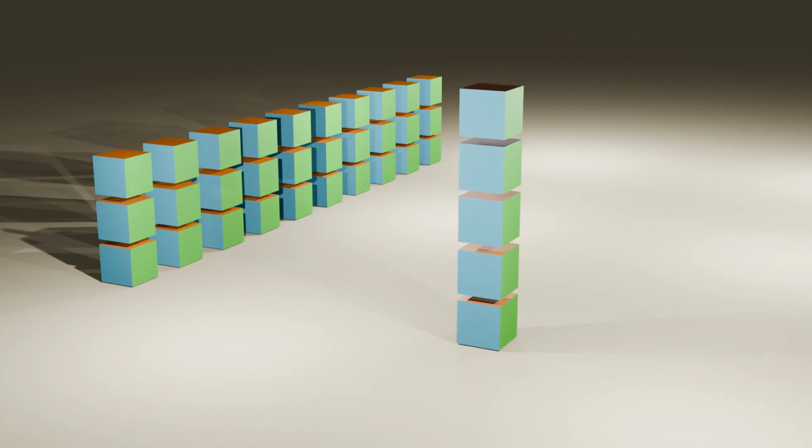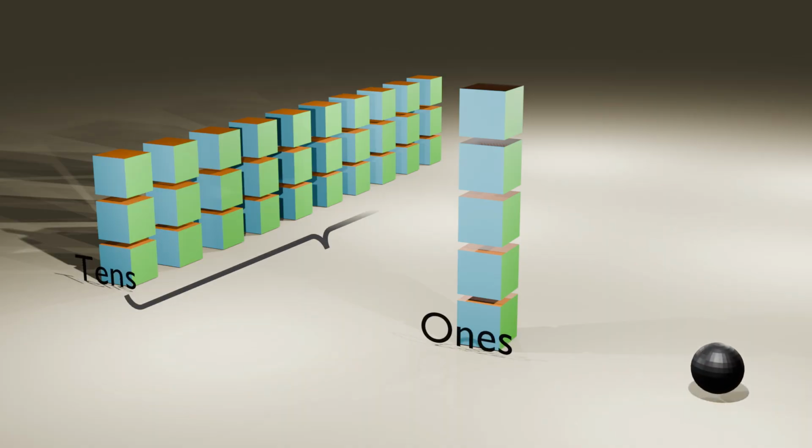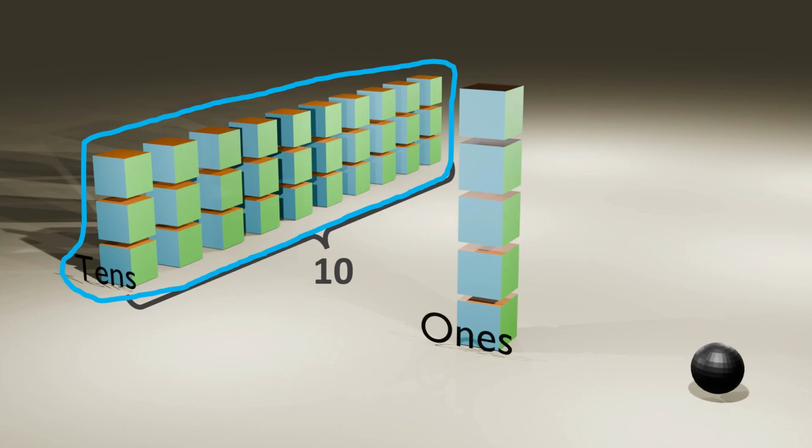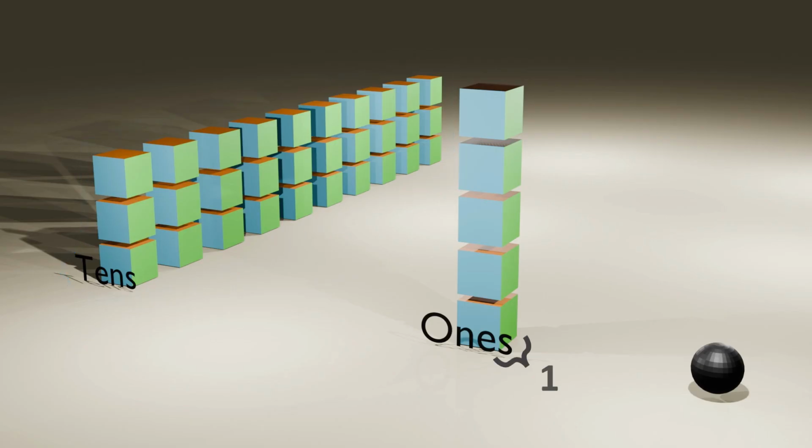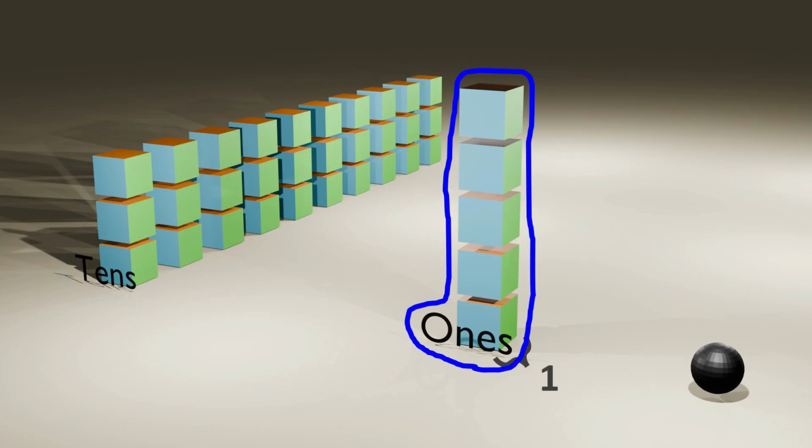Each level in this stack has just 1 block. Now, can you tell how many blocks there are? Although you could count up the blocks, there's an easier way. First, we write out the place value names. Since there are 10 blocks for each of these levels, this is the tens place. And since there is 1 block for each of these levels, this is the ones place.